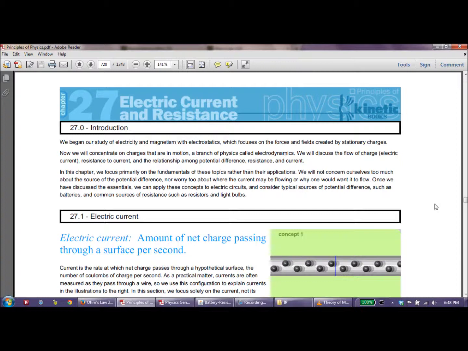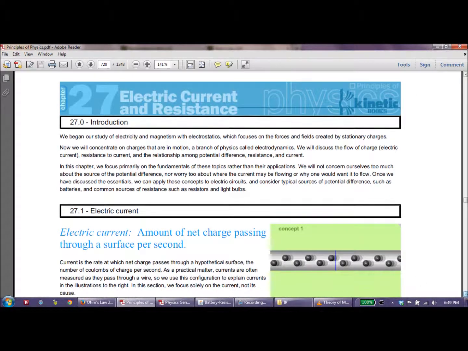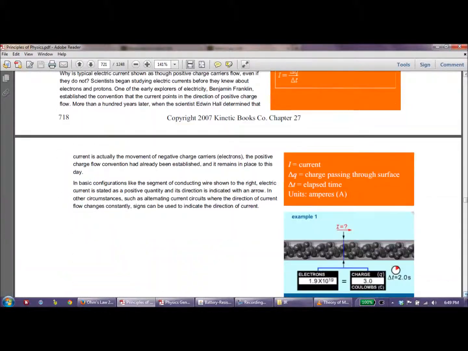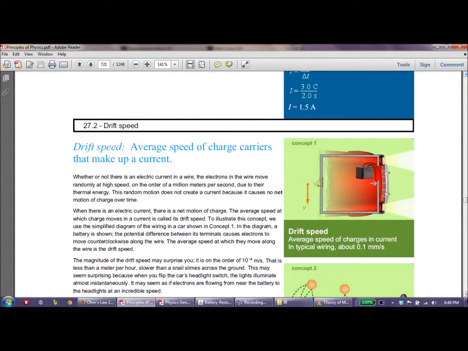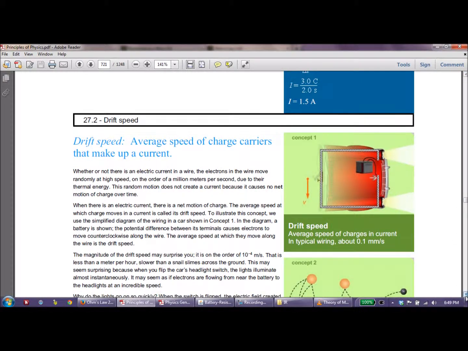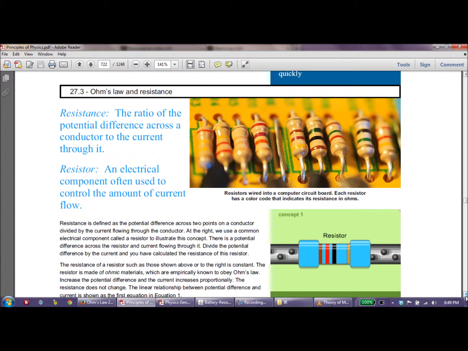The reading in this section is chapter 27. It's 27.1 about electric current, and then 27.2, which talks about drift speed and current, which we will talk about in a minute. 27.3 is very important, this is Ohm's law, which we're going to be using a lot in the next month or so.